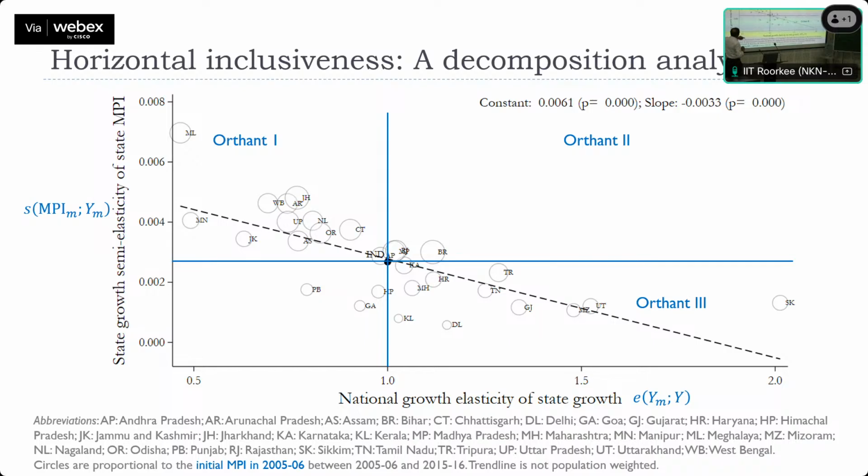Okay. What about, take the example of either West Bengal or UP, take one of them here. What does it mean that they are in that orthant? What about their state growth compared to national growth? Less. So here it is less than 1. So in this orthant, state growth has been slower than national growth. But still they have higher reduction in MPI. That is, per 1% state growth has led to a much larger reduction in state multidimensional poverty.